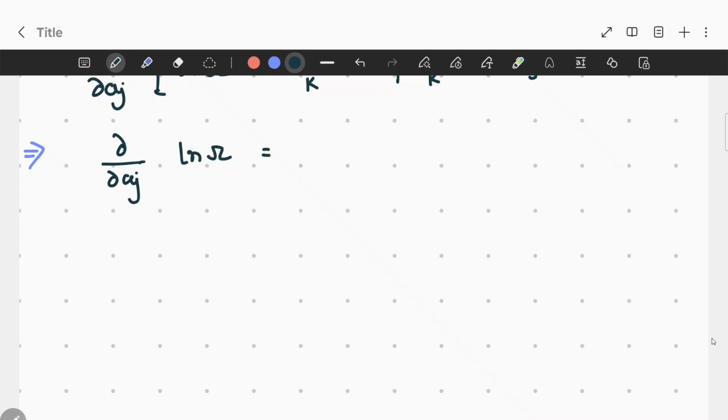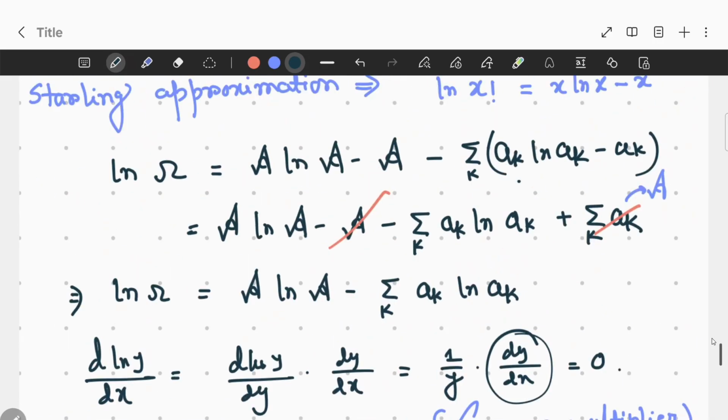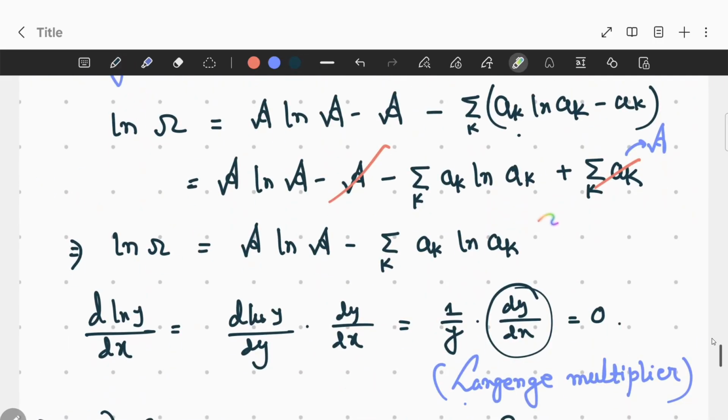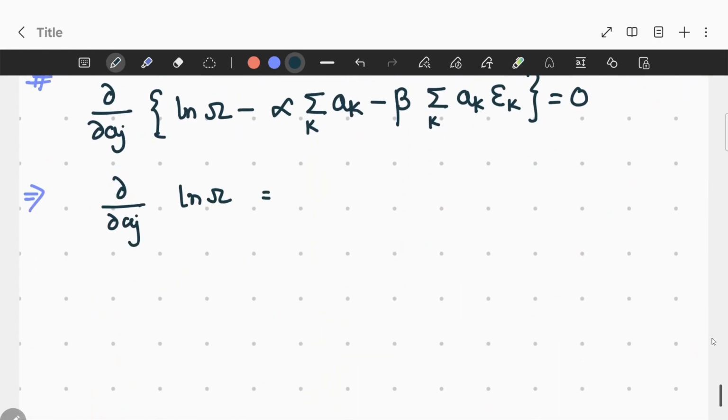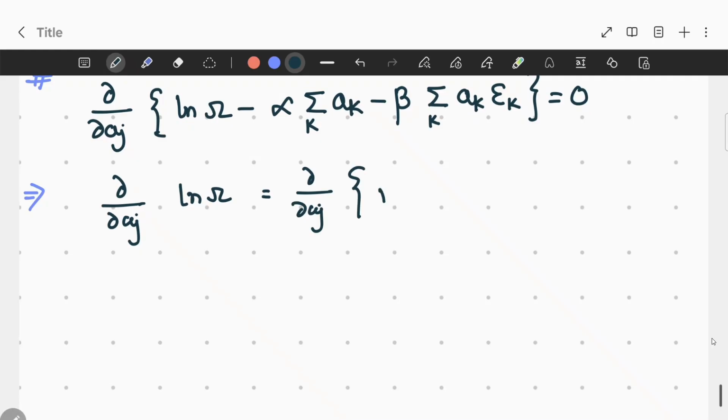Now ln omega, we have already derived the form of ln omega. This is the form of ln omega, correct? Yes, so we'll put that. Today's class is not that difficult because last class was more conceptual. The derivation is not a difficult thing; understanding the concept is more difficult. This is mathematics. Mathematics is always easy.